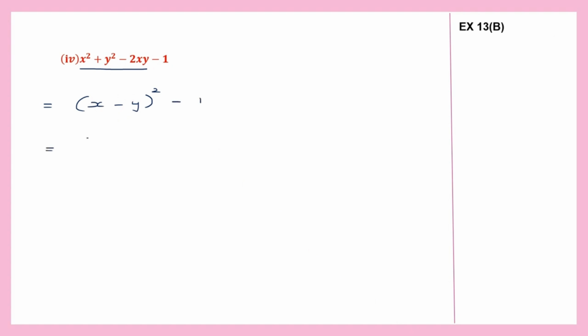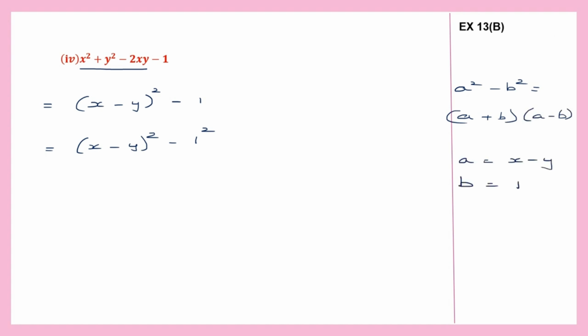So here also, now I leave this as x minus y the whole square, and if I change this to 1 square, now this is in the form of a square minus b square. So this whole thing is a and this is b. So what is the formula for a square minus b square? The formula, let me write it here, a square minus b square is equal to a plus b into a minus b. So here a is x minus y and b is 1.